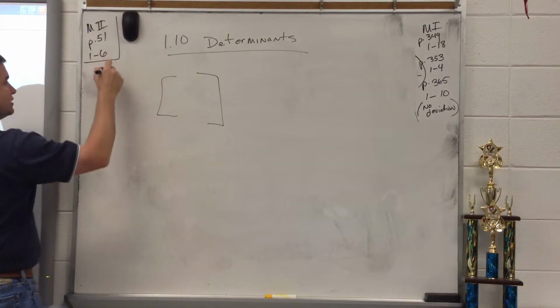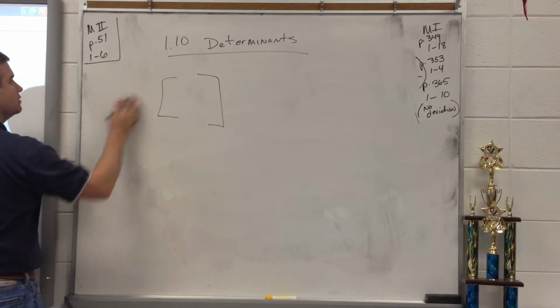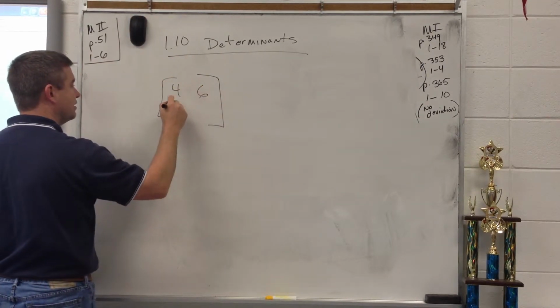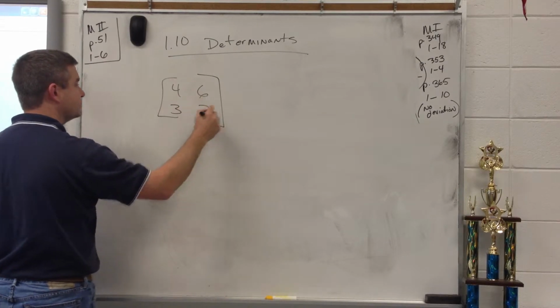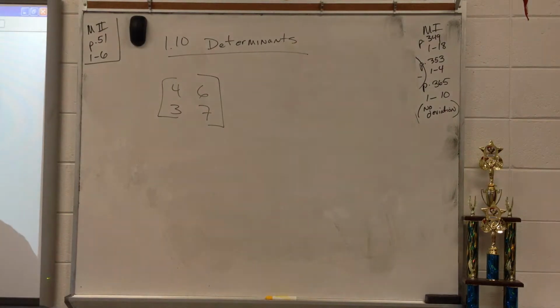I'm going to do it like this. Here's a 2x2. Just a 2x2. I'm going to say 4, 6, 3, 7. First of all, understand that a determinant, we use that for other matrix operations. When we're solving matrices, we use a determinant. For now, and for the test, I only want you to be able to find the determinant.